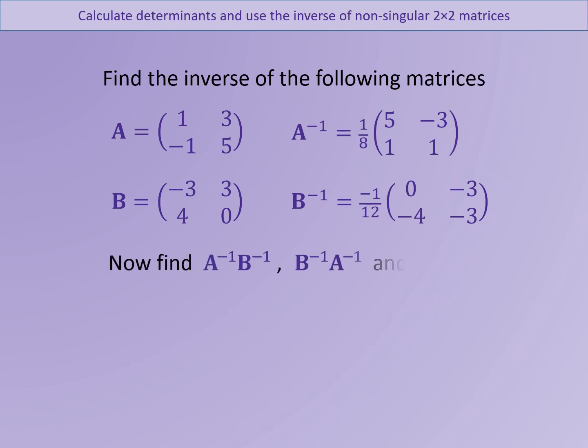So we're now going to calculate these three things to see if there's a connection between those. So first of all, we're going to find the product A inverse times B inverse. Then we're going to find the product B inverse times A inverse. Remember, they won't always be the same because matrix multiplication isn't commutative. We're then going to find the product AB and find the inverse of that answer, and that will give us AB inverse. So pause this again and write down those three things to see if you can see a connection between them.